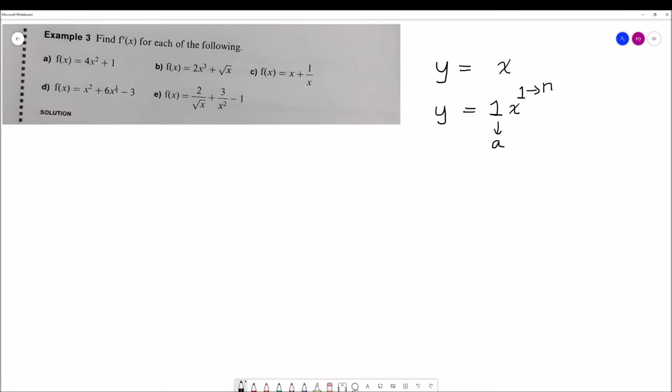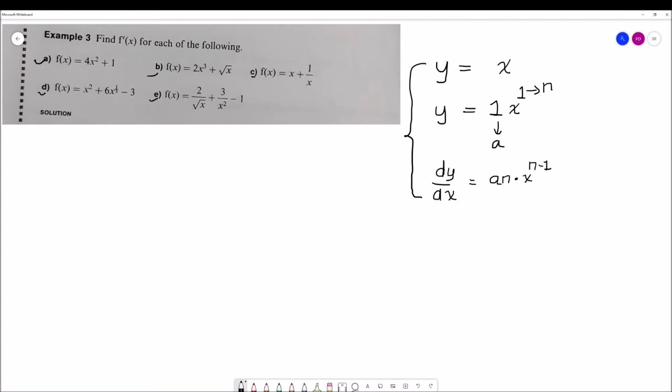Now the power rule tells us that if we differentiate y with respect to x, we multiply the power into the coefficient and then we subtract 1 from the power of the x variable. We will apply the same concept to each and every question, A, B, C, D, E, and find the first derivative of all these equations.